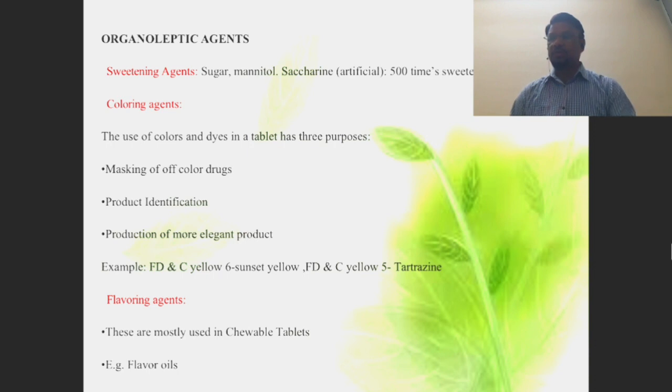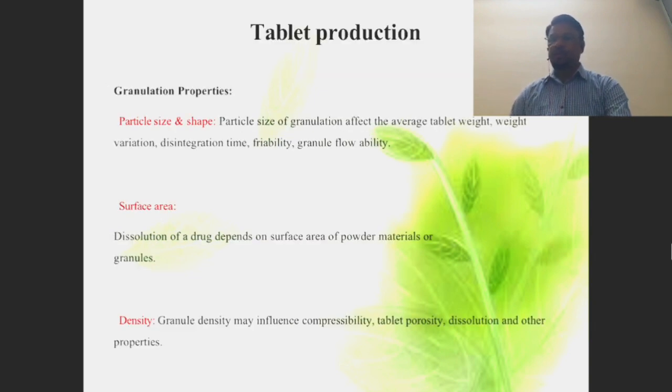Okay, so these are some organoleptic agents, that is sweetening agents. Sugar and mannitol are used basically for the coating of the tablet. Sugar is used in sugar coating tablets. Coloring agent is used for the film coating tablet. Now these are the organoleptic agents. We can take the example of Gems. Gems have n number of colors, which are coated with colors and sweeteners. Okay, so Gems tablet is one of the best examples of sweeteners and coloring agent. Flavoring agent you can take as in a chewable tablet, basically in a Gelusil tablet. Then granulation, particle size and shape you can take.